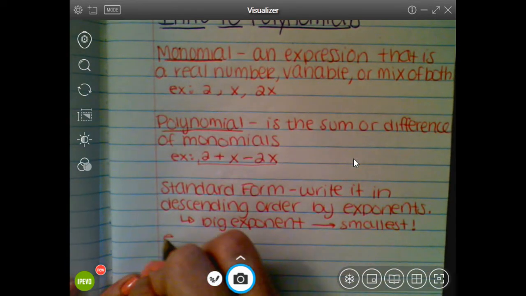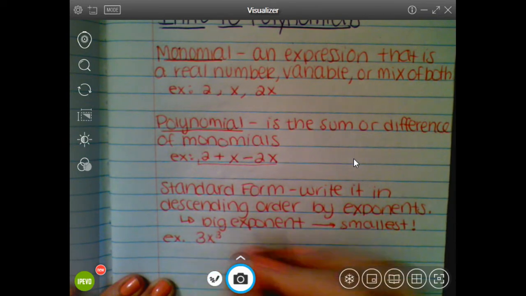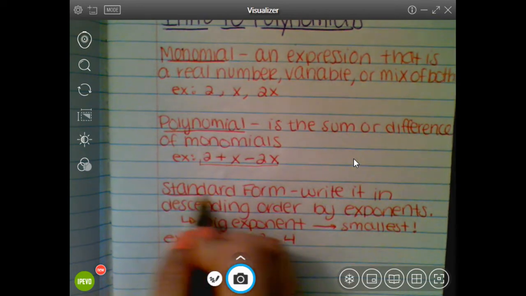So an example of this would be 3x^3 minus 2x^2 minus 4. So I have a big exponent of 3. I write that first. Then I write the part that has an exponent of 2. Then this one doesn't have an exponent at all, so it goes at the end. So that would be standard form.